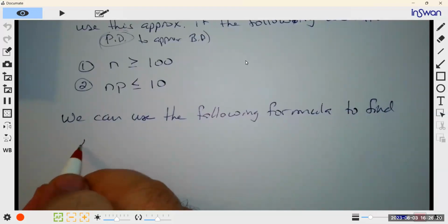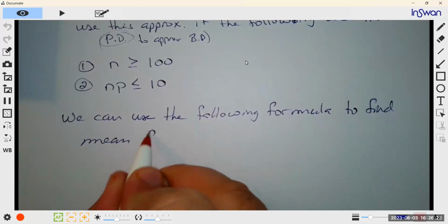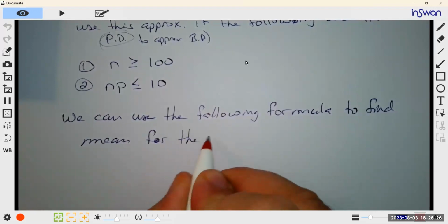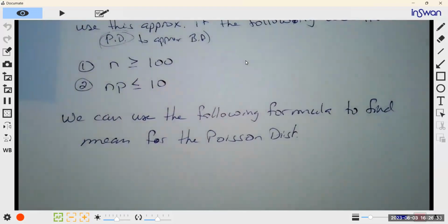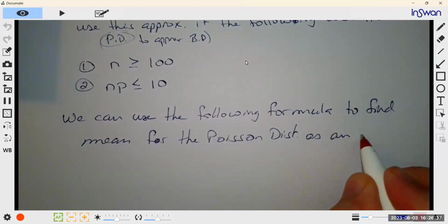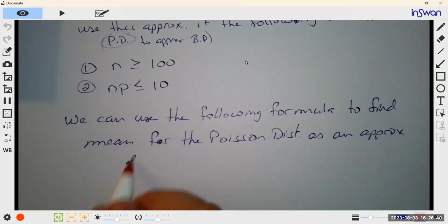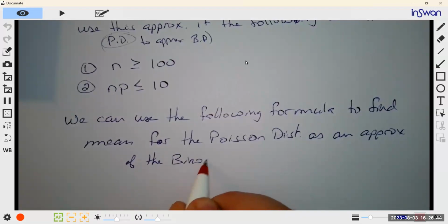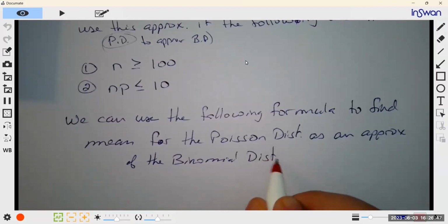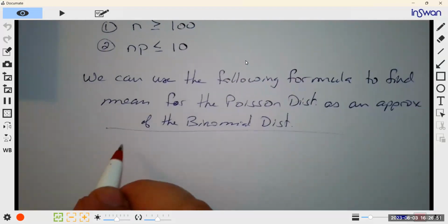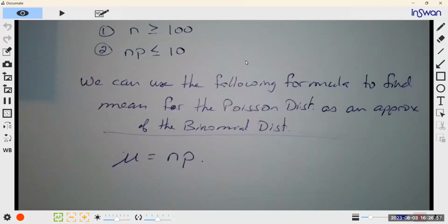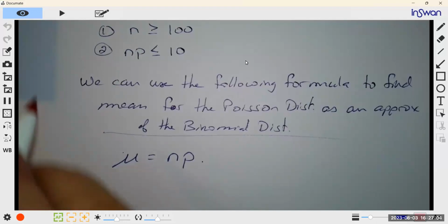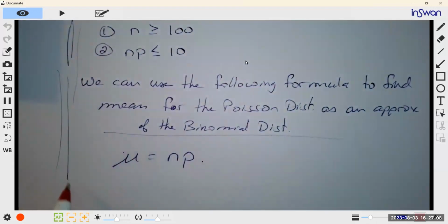We can use the following formula to find the mean for the Poisson distribution as an approximation of the binomial distribution: mu equals n p. So if both of these are true, then we can use this approximation.